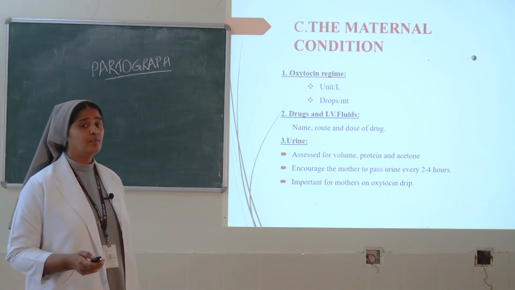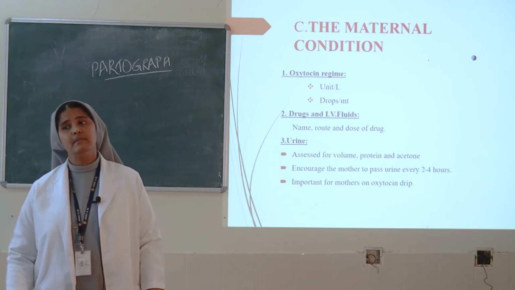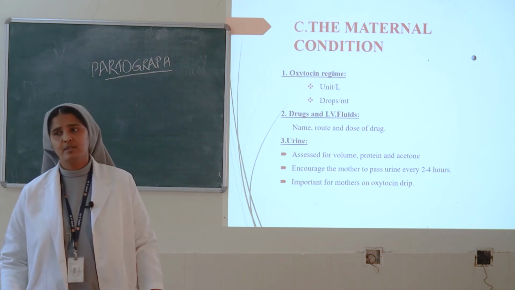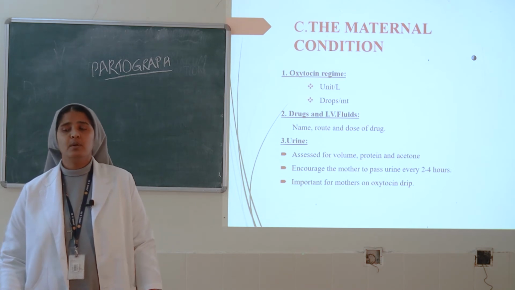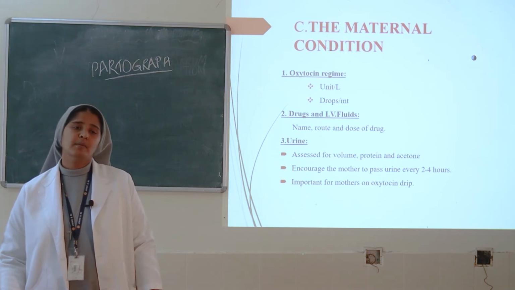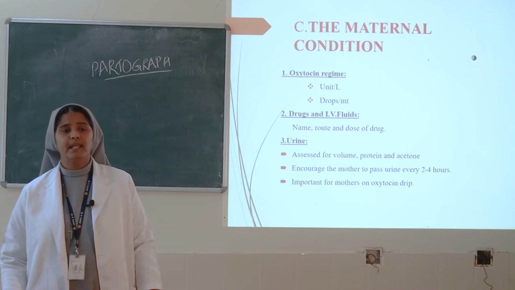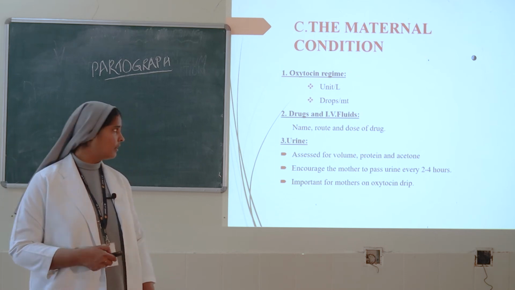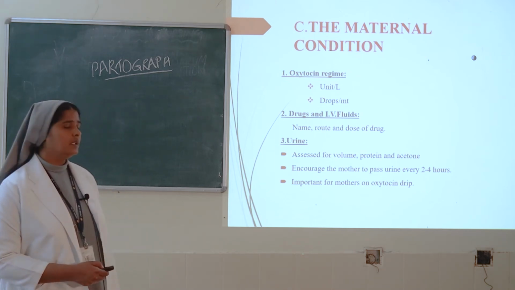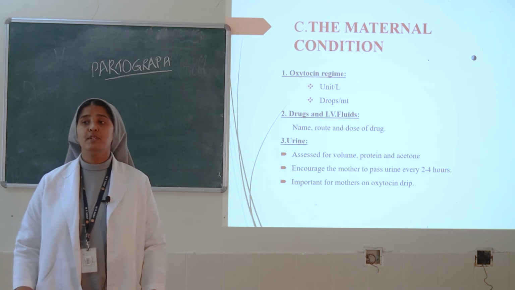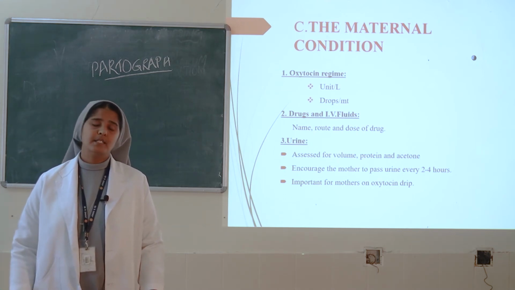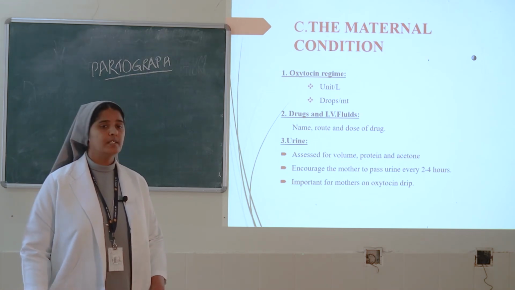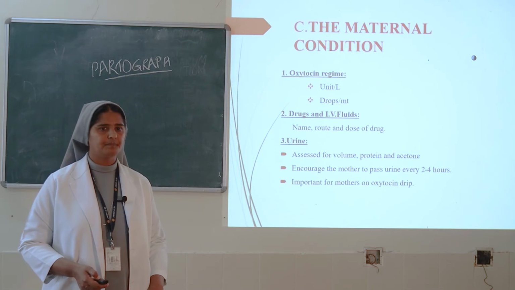And the drugs and the IV fluid, any drugs or any IV fluid given to the mother. Sometimes if the membrane is ruptured, we will be administering antibiotics to the mother, or if the mother is so tired, we will be administering some IV fluid. So, whatever is administered to the mother, whether IV fluid or antibiotics, we can write. There is a particular column in the partograph. And the urine we are assessing for the volume, how much urine is passed by the mother, and also the presence of acetone and ketone bodies we can write in the partograph.